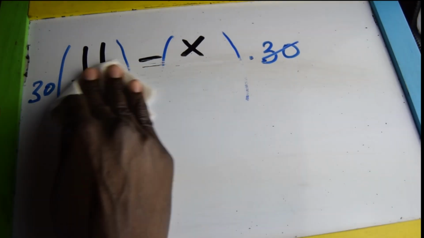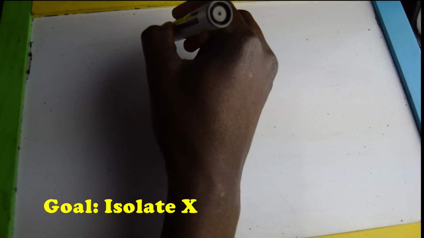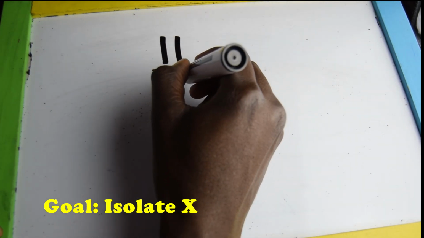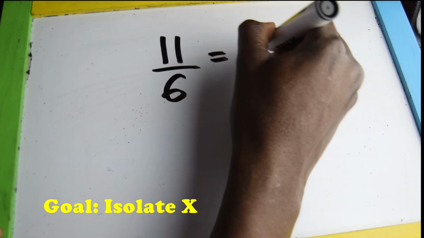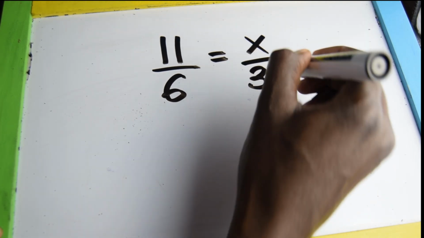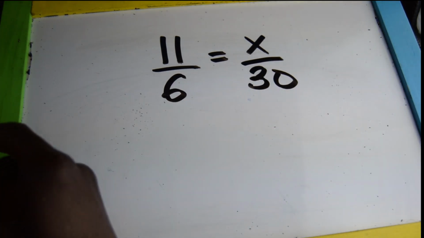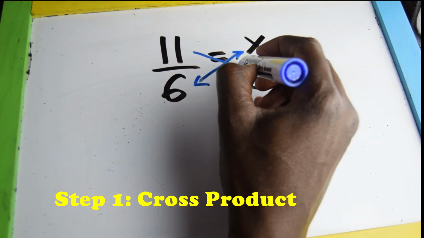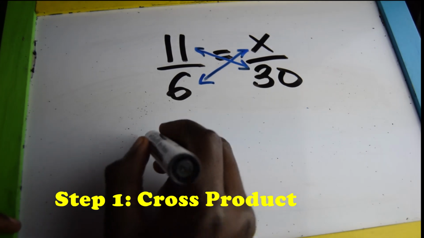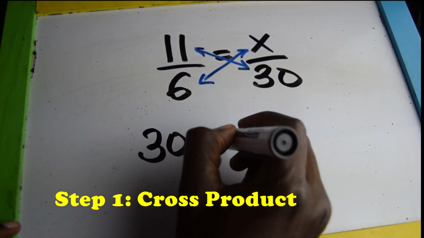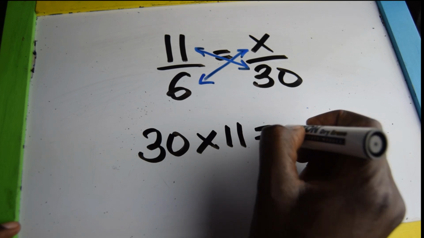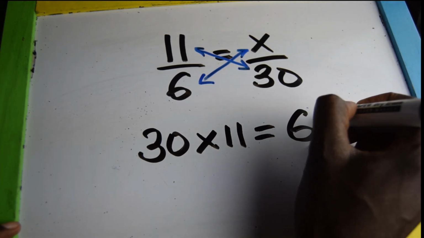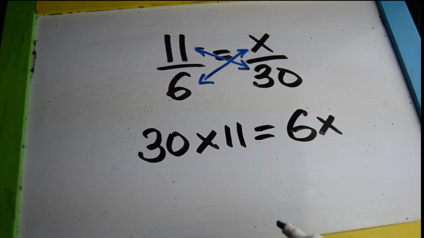There is another way of solving this. I will take 11 divided by 6 equal to x divided by 30. What I would do is cross multiply. So this multiplies that, and this multiplies that. 30 times 11 is equal to 6 times x.